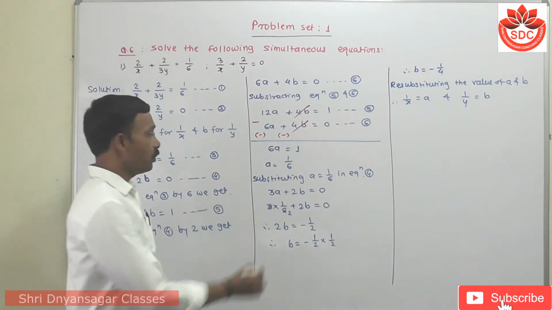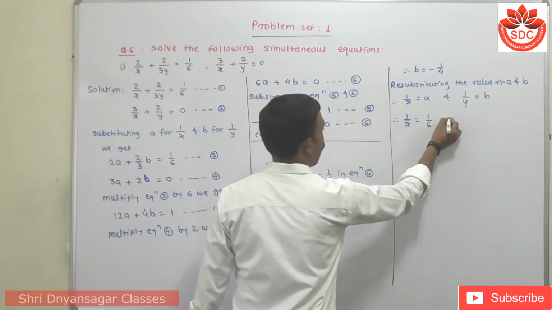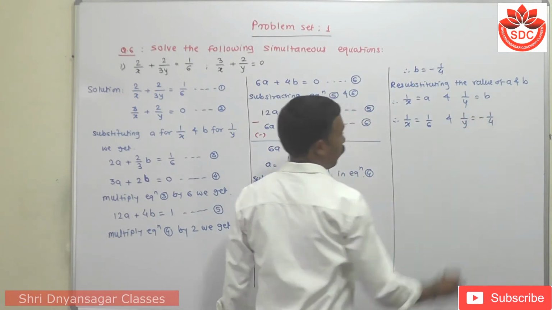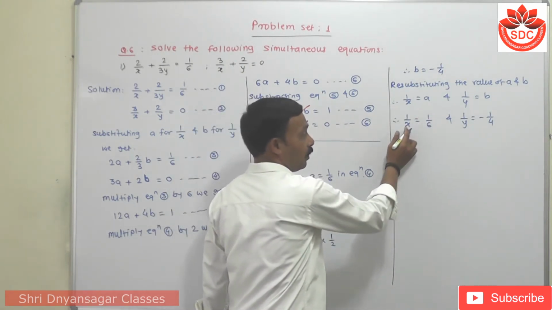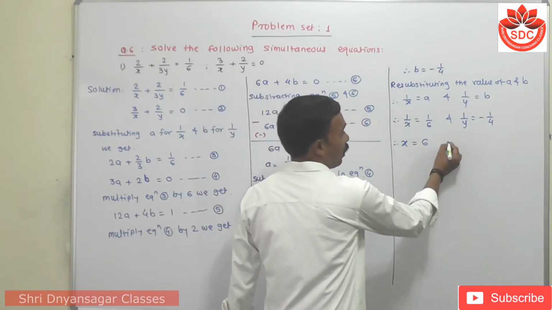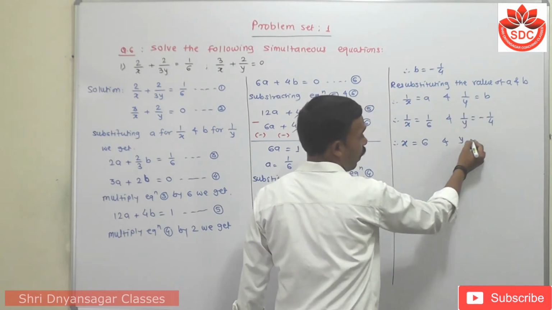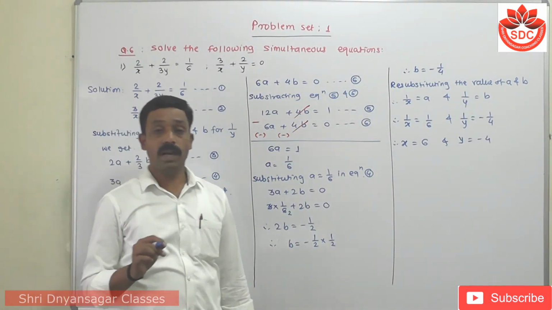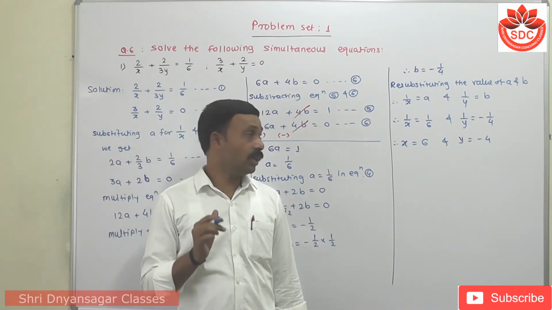Now the value of a is 1 upon 6. We substitute here 1 upon x is equal to 1 upon 6, and the value of b is minus 1 upon 4. Then take the cross product: 1 into 6 and 1 into x, so x is equal to 6. And 1 into 4 means y is equal to minus 4. Therefore x is equal to 6 and y is equal to minus 4, which satisfies the given equation. So this is the solution of the given equation.